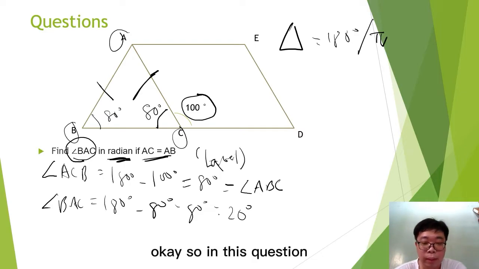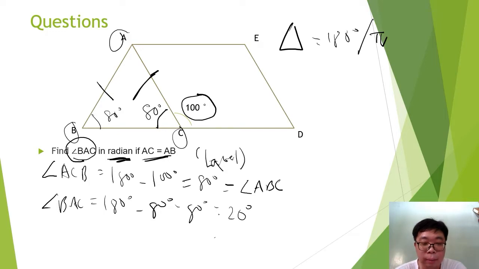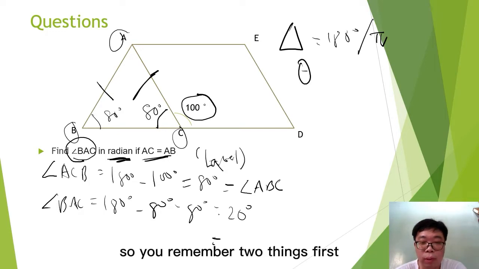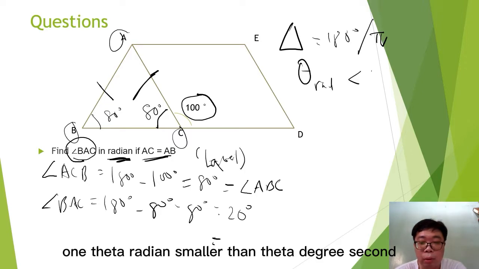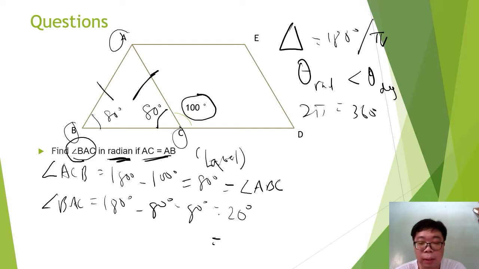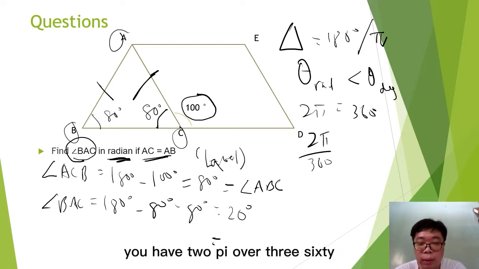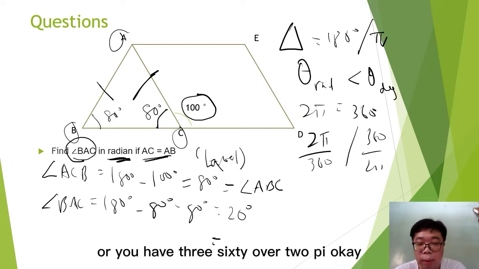Okay, so in this question, you want to change 20 degree. You remember the question asks you to find radian. So you remember two things. First, theta radian is smaller than theta degree. Second, 2 pi equal to 360. You must first remember these. So here you have two values: 2 pi over 360 or 360 over 2 pi.